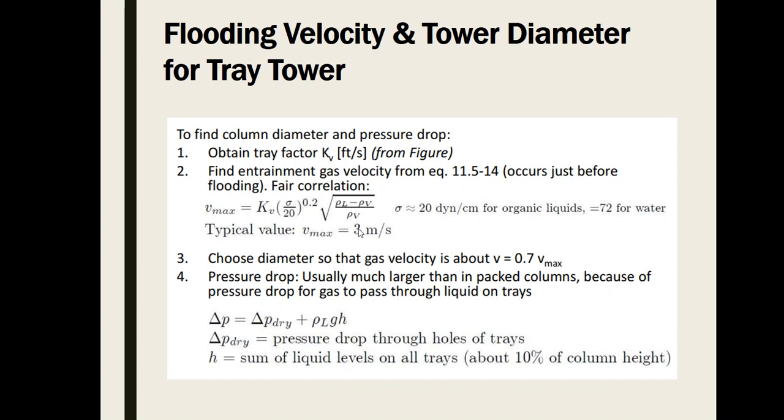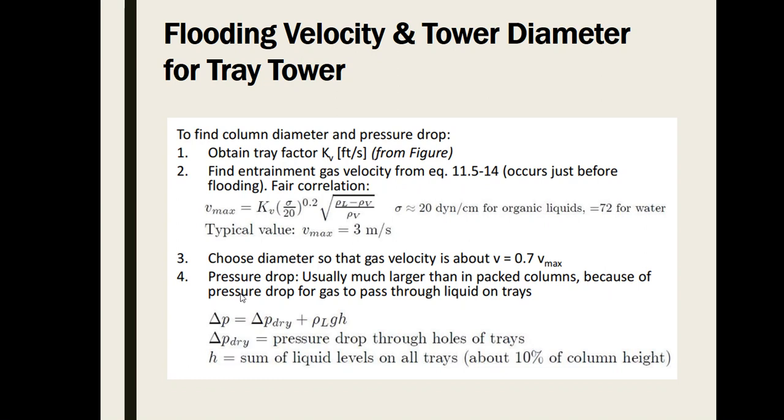How do we determine the diameter of our tray column? We choose a diameter so that the gas velocity is around 70% of the computed value here in number 2. So whatever your computed value in number 2, you multiply it by 0.7. That should be the velocity that you will need so that you'll be able to determine the cross-sectional area of your column. Knowing the cross-sectional area will allow you to determine the diameter.